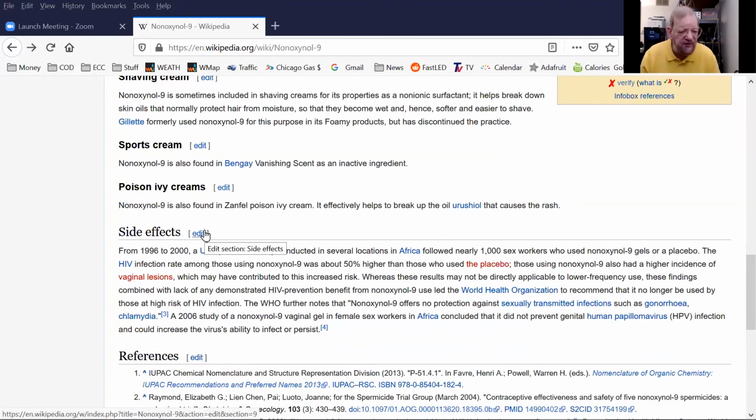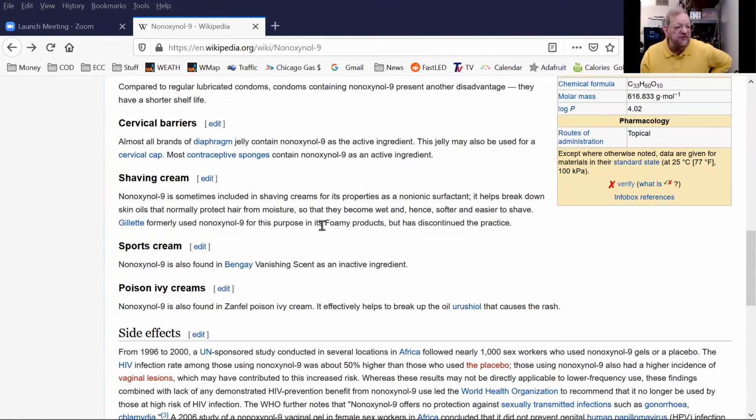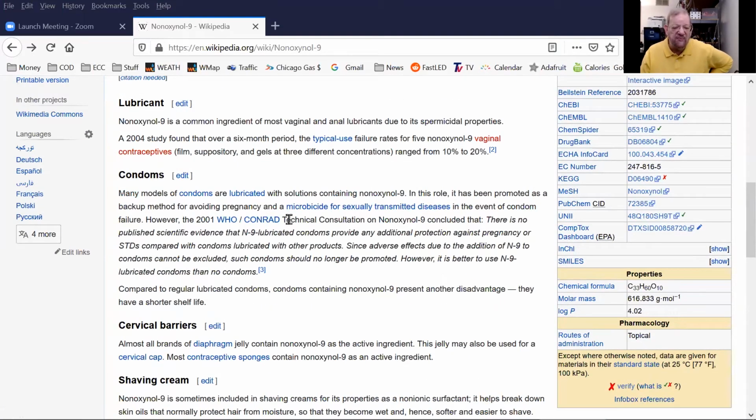Now, another interesting thing is the surfactant. This is used in a lotion if you have poison ivy, which luckily I never have, and it helps break up or remove a certain oil or chemical that causes the rash and the itch, from what I've been told. Like I said, I haven't. But anyways, its main use is as a spermicide in condoms.